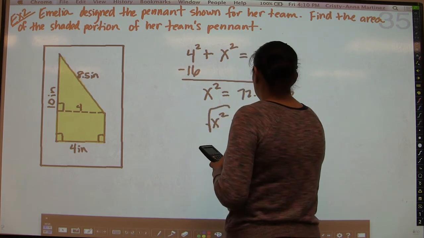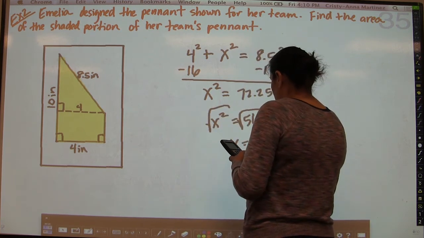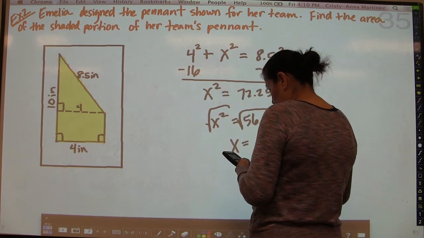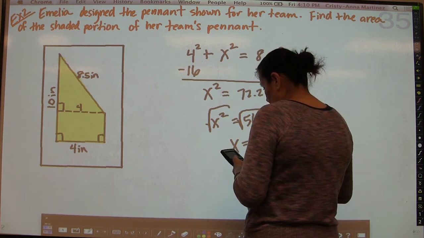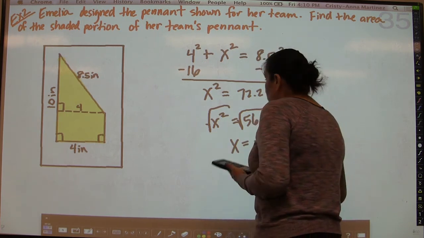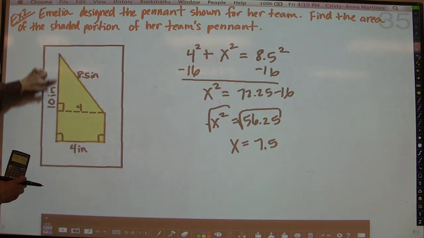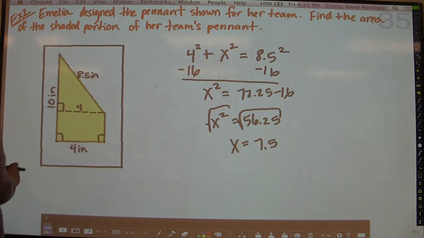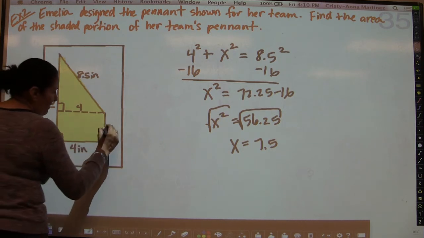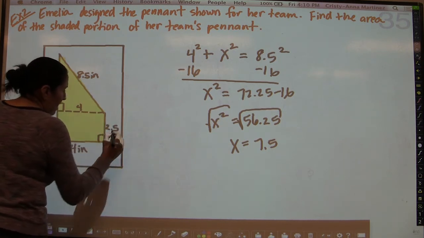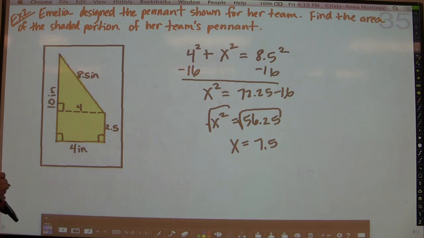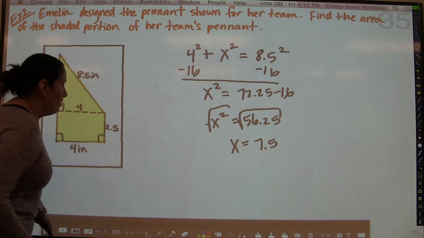And we square root both sides, and x will equal 7.5. So it turns out that this top portion is 7.5, which means that this bottom portion is 10 minus the 7.5, which is 2.5. So if this is 2.5, then so is this piece. And now we have the pieces that we need to plug into our area formula.